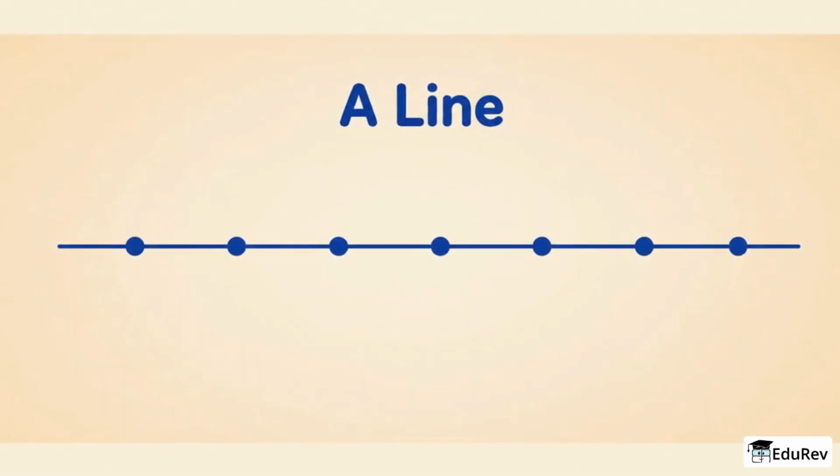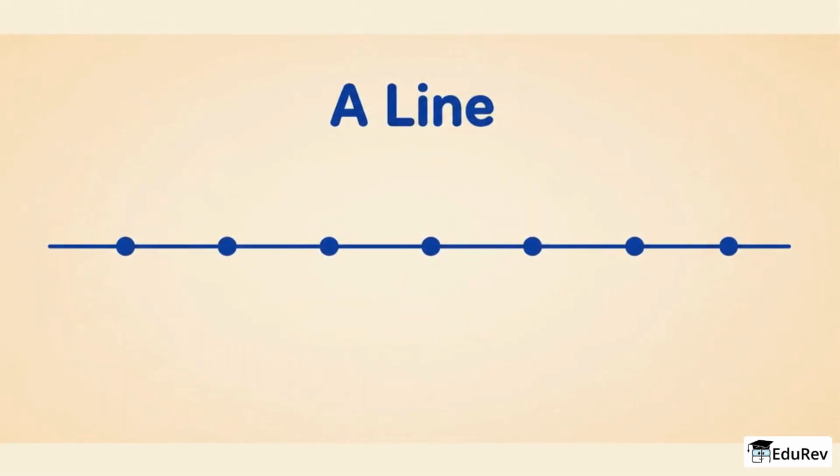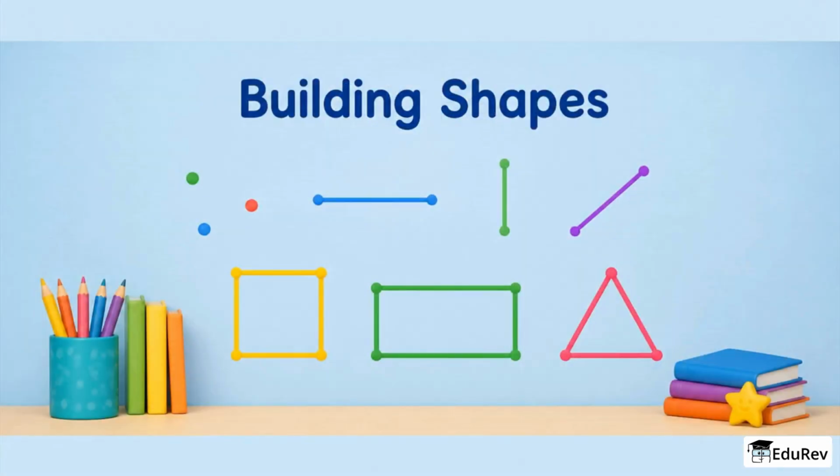A line is one-dimensional, which means it has only length and no width. So we can measure how long it is, but not how wide it is. Points, lines and angles are the basic building blocks of shapes in geometry. They help us make squares, rectangles and many more figures we see every day.